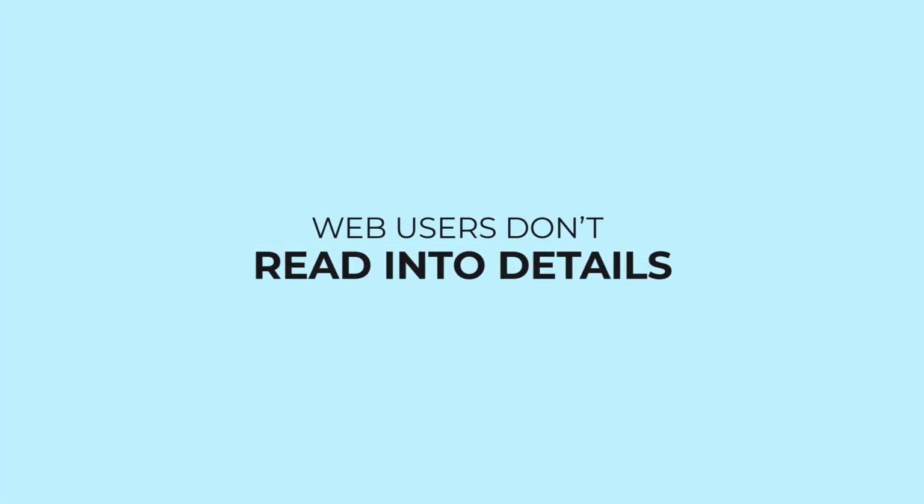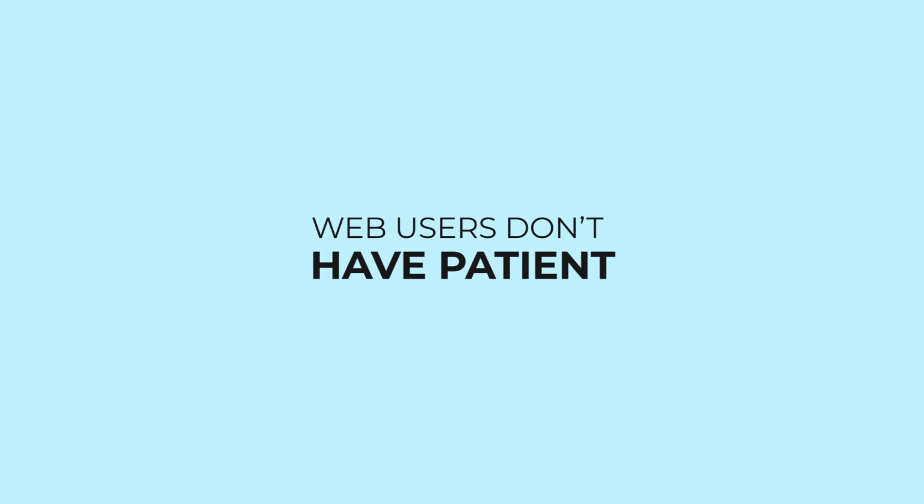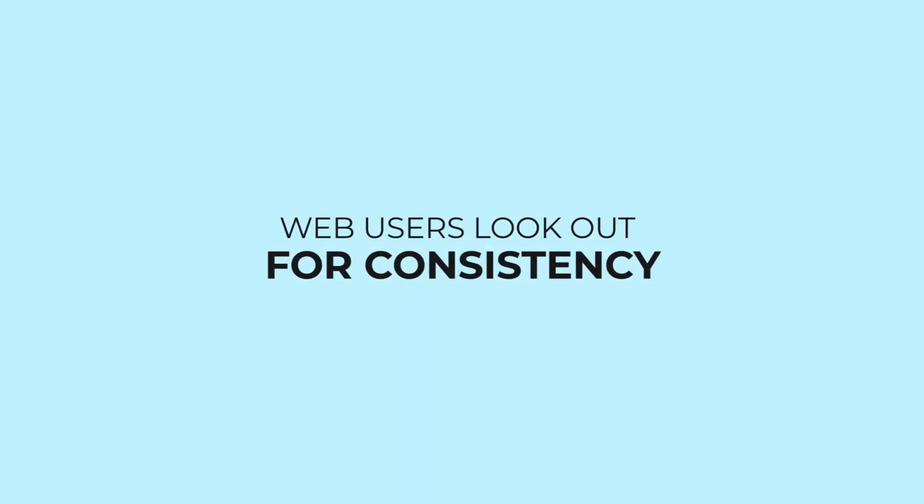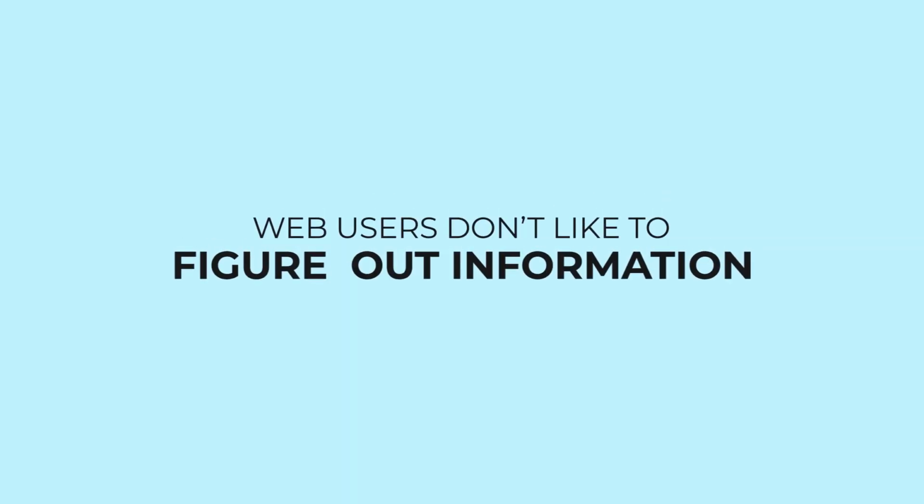To summarize everything we have done for today on the 8 common habits of web or online users: 1. Online or web users do not read. They always scan for information. 2. Their minds crave consistency. 3. Online or web users are very impatient. 4. Online users love consistency. 5. Online or web users' eyes always navigate to videos and images. 6. Online users do not like to think. They do not like to struggle to understand something on a website. So do not let your online user think or struggle to have access to information or how to use something on your website.